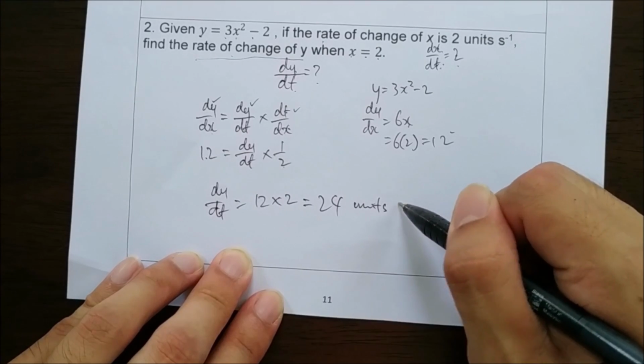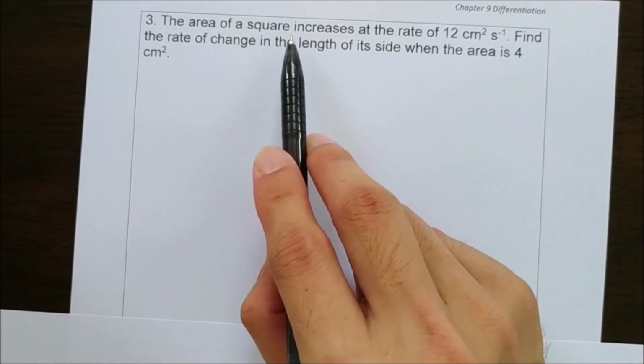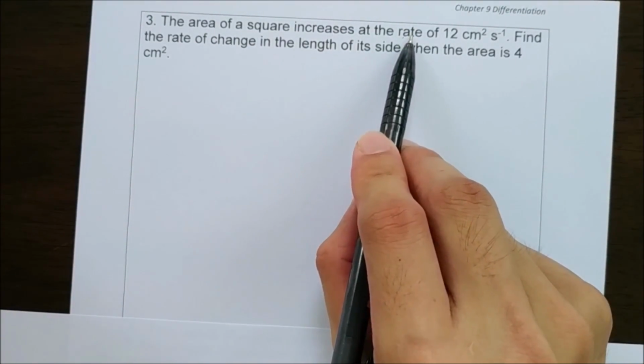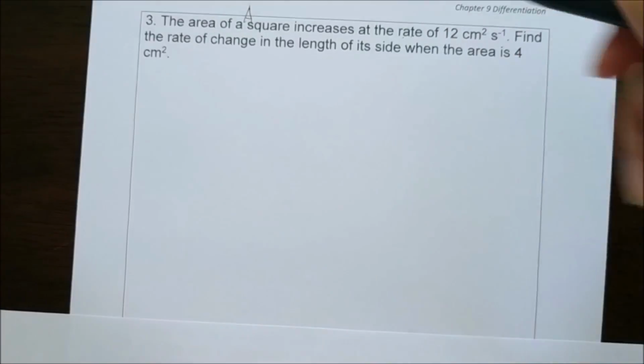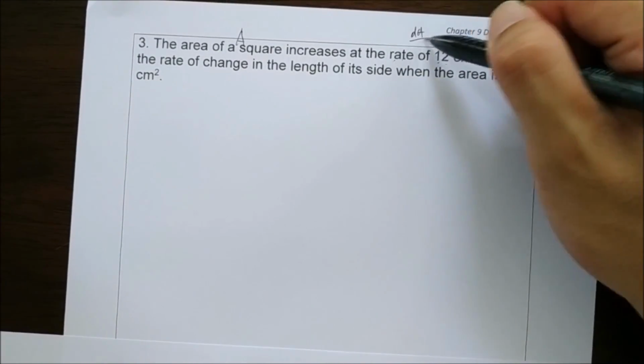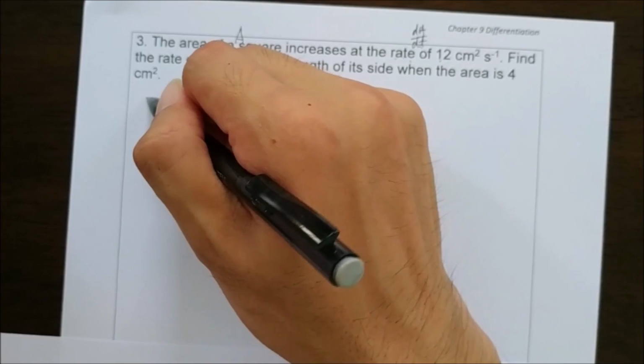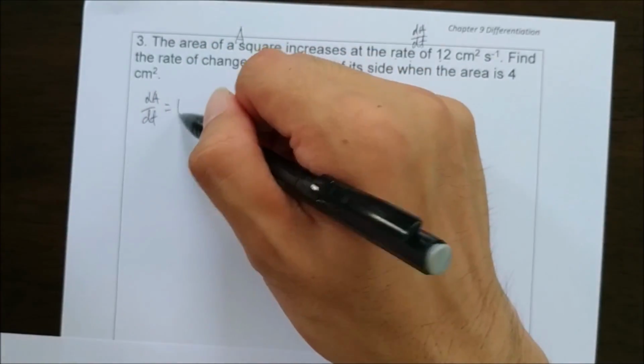Units per second. Question number 3. The area of a square increases at the rate of 12 centimeters squared per second. Find the rate of change in the length of its side when the area is 4 centimeters squared. Okay, we look at the information first. The area of a square increases at a rate, so it's a rate. If we let the area be A, then 12 here is actually dA/dt, because it's over dt. So now we have dA/dt equals 12.